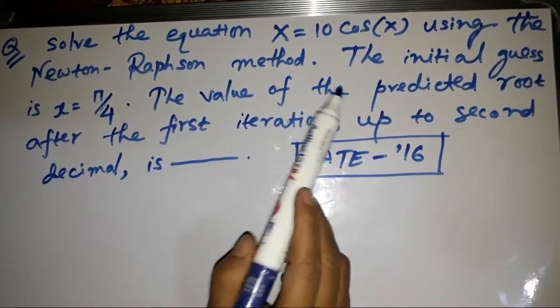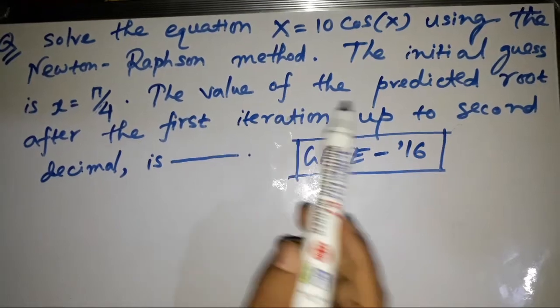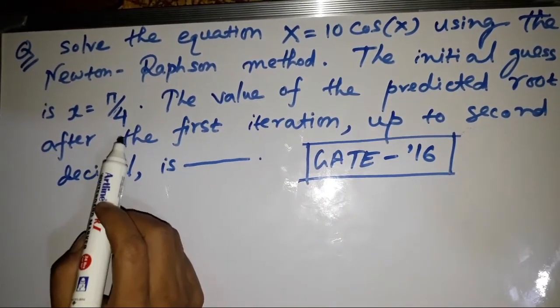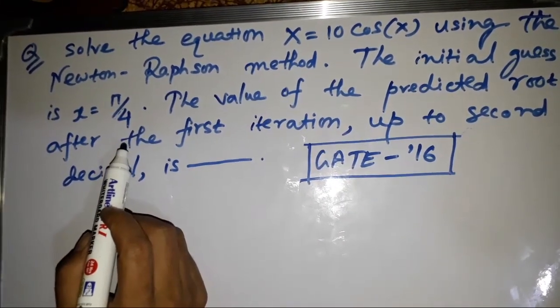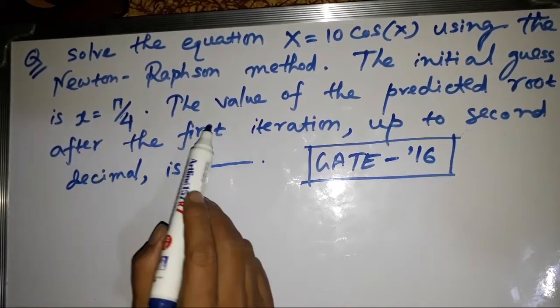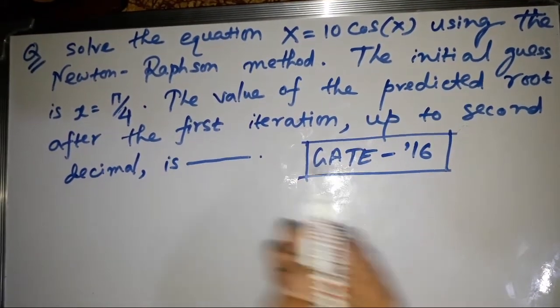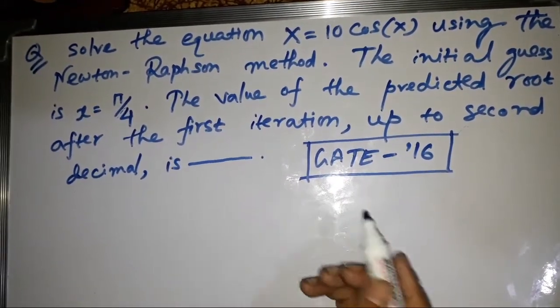Solve the equation x equal to 10 cos x using the Newton-Raphson method. The initial guess, meaning the initial point, is x equal to pi by 4. The value of the predicted root after the first iteration, up to the second decimal, is what?